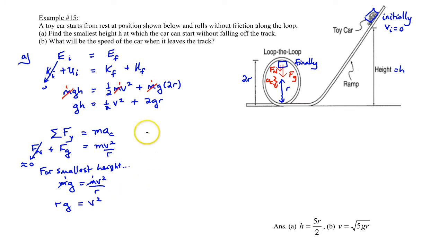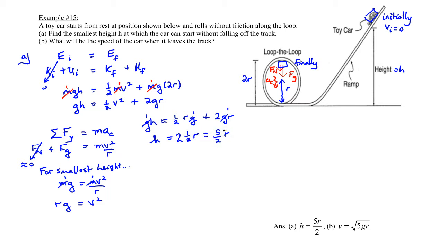So we now can substitute that into the expression above, which I'll write over here. We have gh equals now 1/2, but v squared we're going to replace with r times g, plus 2gr. And so you'll notice now all the g's, by the way, cancel out. And so h equals 2.5r, which is really 5 over 2 r.